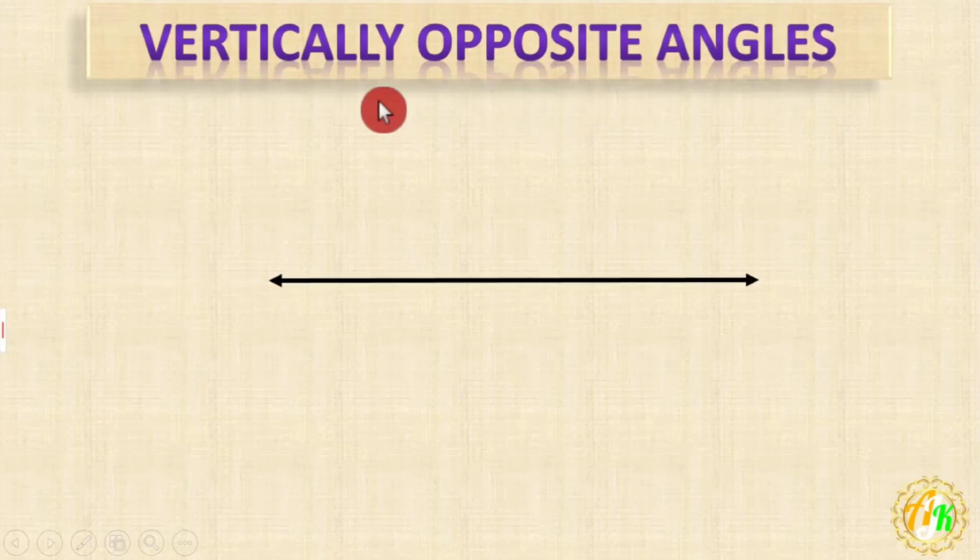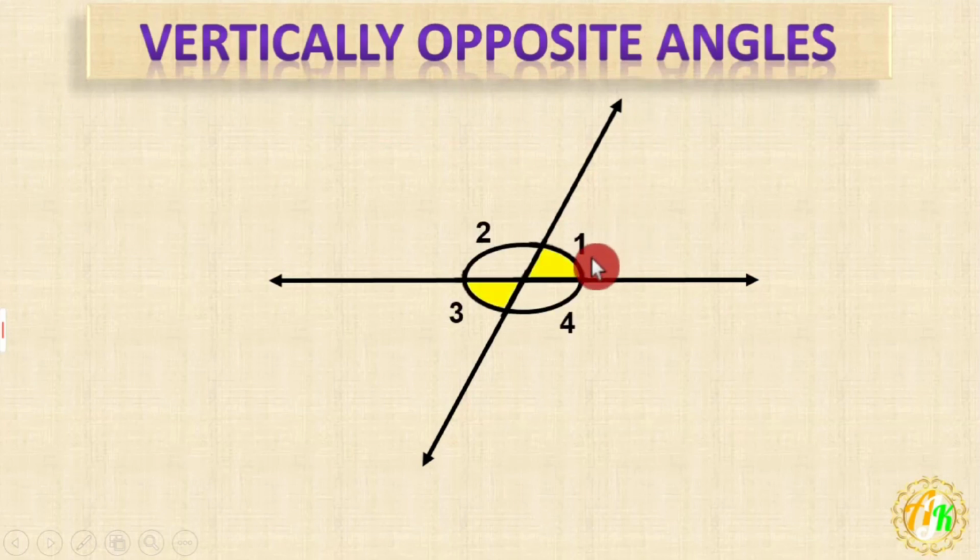Next, vertically opposite angles. Angles lie on cross lines on the opposite sides. They are vertically opposite angles. Angle 1 and angle 3 are vertically opposite angles. Angle 1 equal to angle 3. Vertically opposite angles are equal. Similarly, angle 2 and angle 4 lie on the cross lines and are opposite to each other.